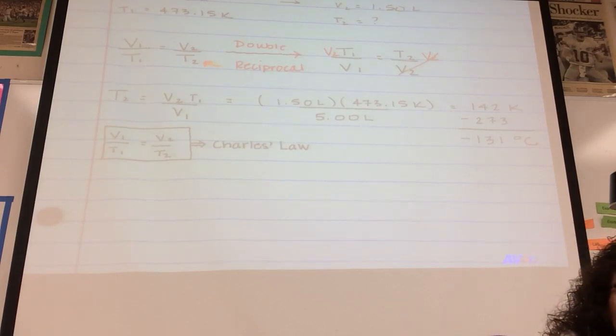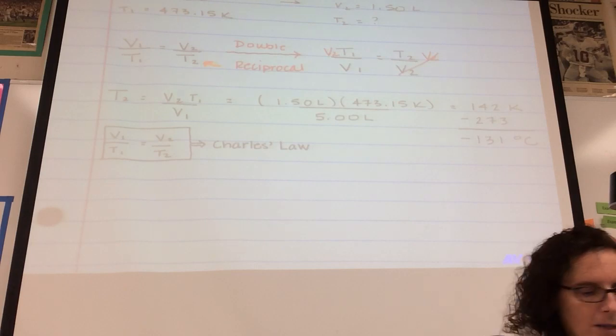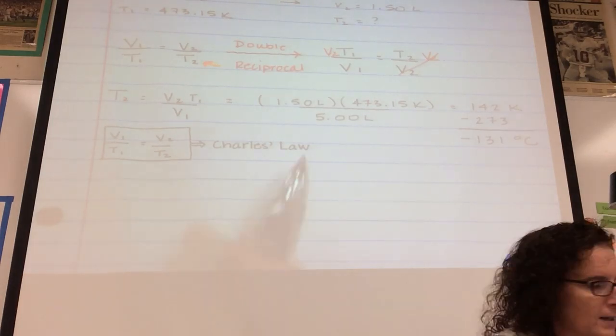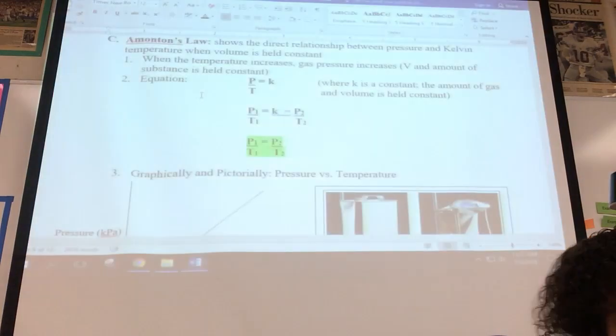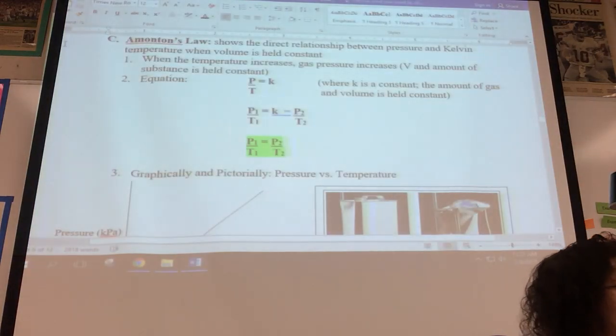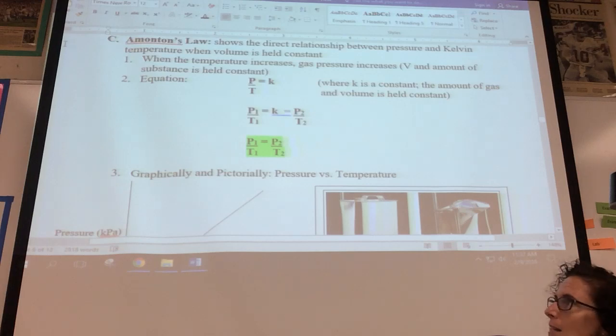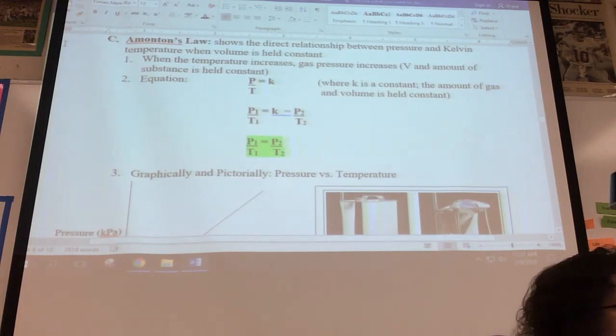Questions so far? So we've related pressure to volume, volume to temperature. What should we relate now? Temperature to pressure. The one missing piece. We're essentially just making a triangle from it. And so another gas law is known as Amonton's law. Now in some textbooks they'll say Gay-Lussac's law.